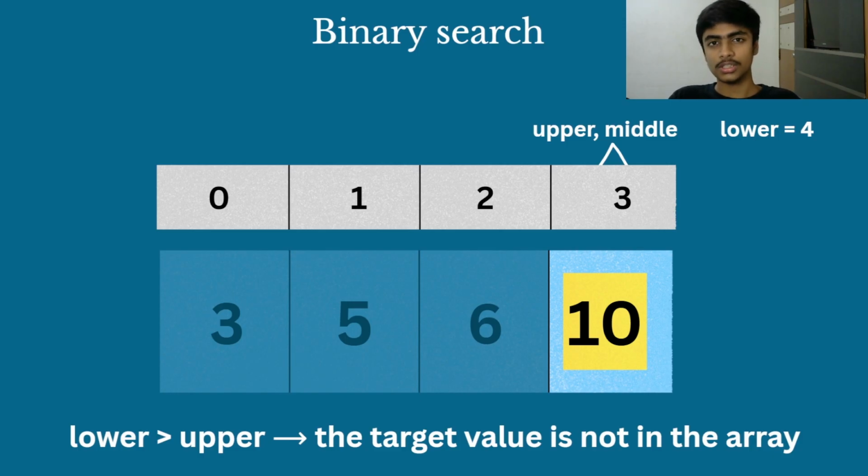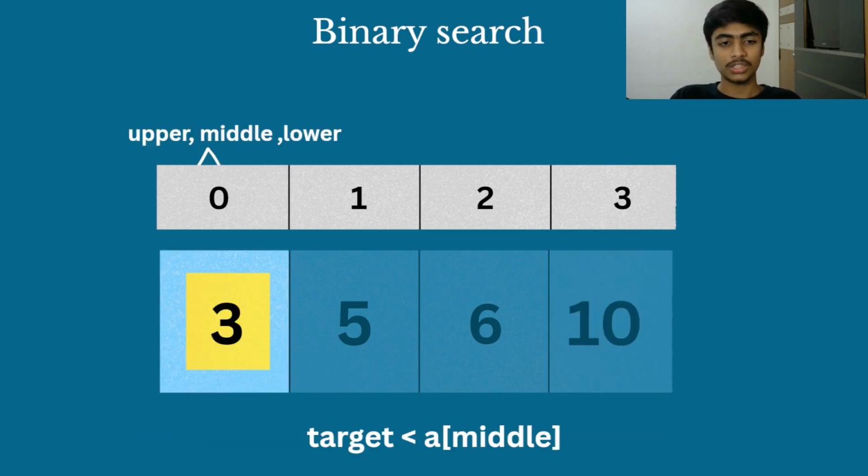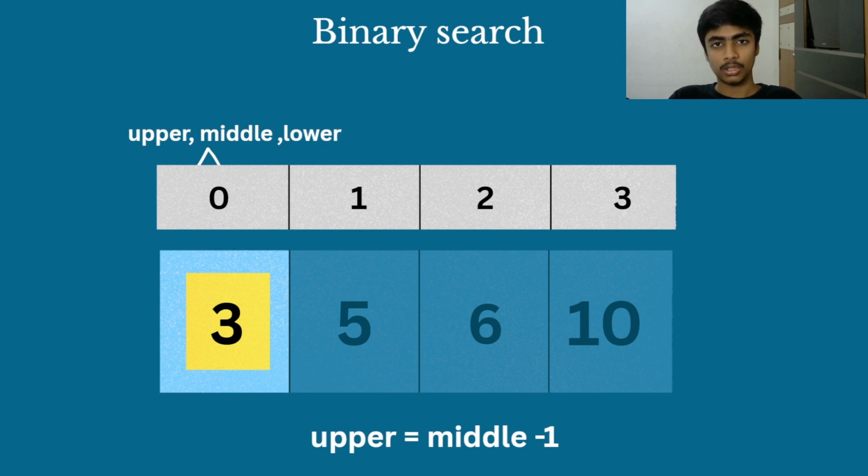To make sure this works in all cases, let's assume that instead of arriving at 10, I narrow my search to just 3, the first element. Now in this case, let's say that my target value is lesser than a of middle. It's lesser than 3. As usual, we're going to change the upper limit. Our upper limit is going to be the middle minus 1. Since our upper is 0, it's basically going to become negative 1.